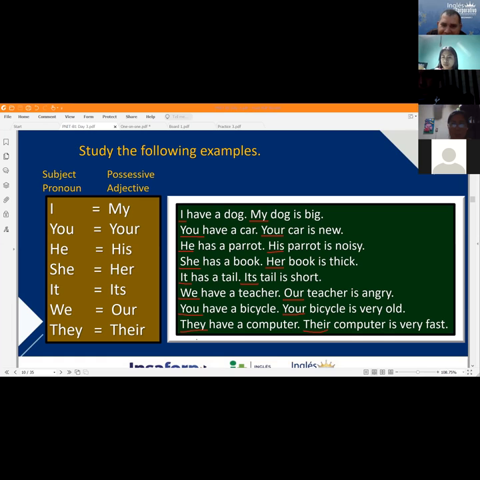Yes, please. Okay. I have a dog. My dog is big. You have a car. Your car is new. He has a parrot. His parrot is noisy. She has a book. Her book is thick. It has a tail. Its tail is short.